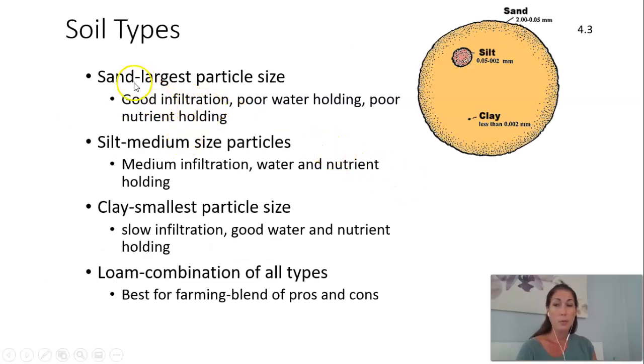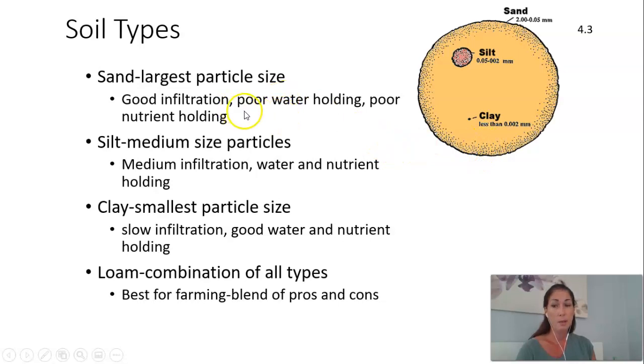Now, soil types, we tend to associate that with size. So sand, silt, and clay are our primary soil types. Now, you don't have to memorize the sizes that are over here, but you do have to know that sand is the biggest, silt is in the middle, and clay is the smallest.